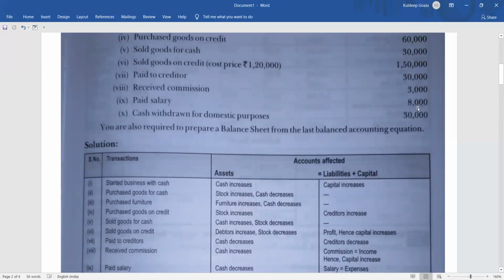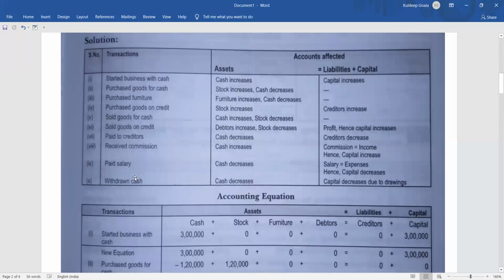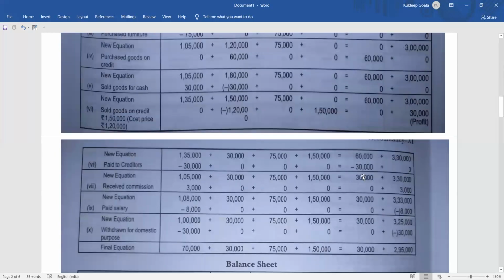Paid salary. Now here is the expense. Paid salary 8,000. So money gone, paisa gaya. So cash will be minus. And again it is a nominal account, expenses. So expenses se kya hoga? Capital will decrease, right? So minus from capital. So paid salary, cash will decrease and capital will also decrease. Okay, so less 8,000 will be there.